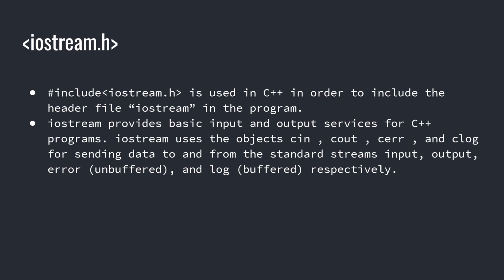Next, iostream.h. Hash include iostream.h is used in C++ in order to include the header file iostream in the program. iostream provides basic input and output services for C++ programs. iostream uses the objects cin, cout, cerr, and clog for sending data to and from the standard streams input, output, error unbuffered, and log buffered, respectively.